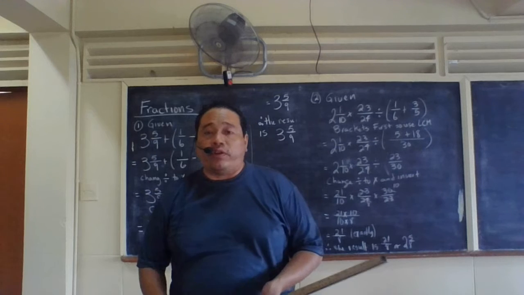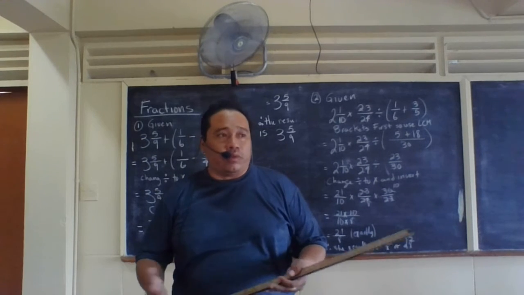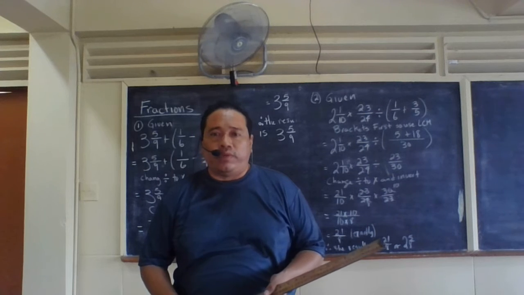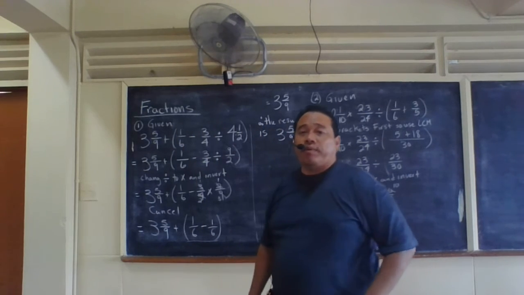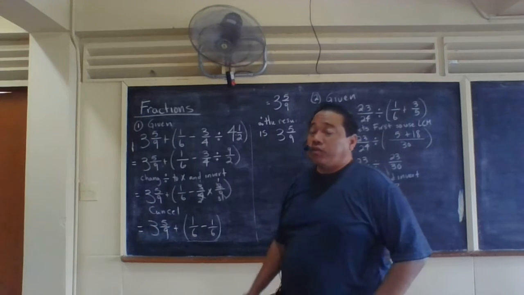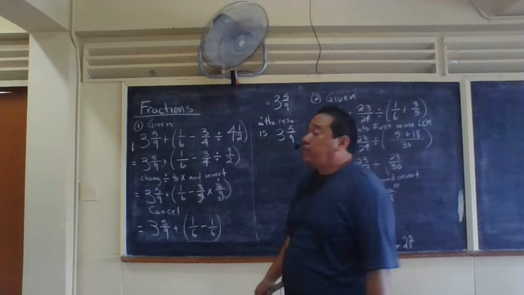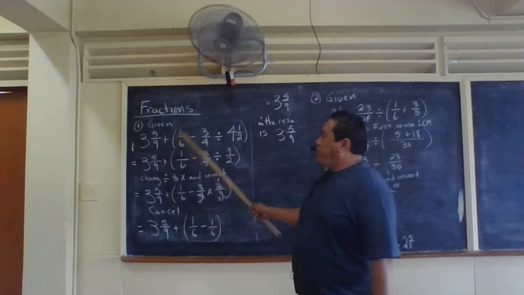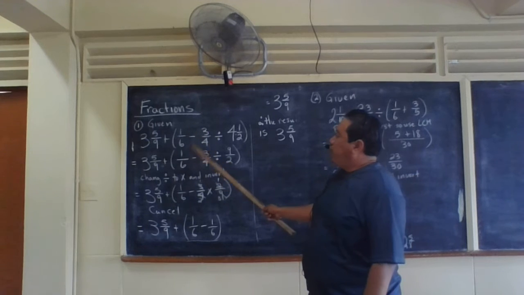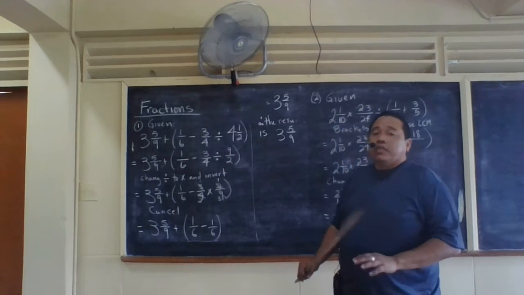But if you still have difficulties, we can find some videos either online or you can request and I can try to do some videos on that aspect. So let's take a look at a problem that encompasses all of them. Since we're dealing with multiple operations, we're going to need to use brackets. So the first question says, given 3 5/9 plus open bracket 1/6 minus 3/4 divided by 4.5.